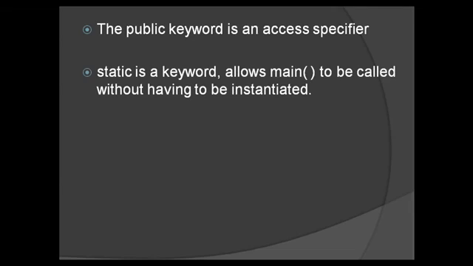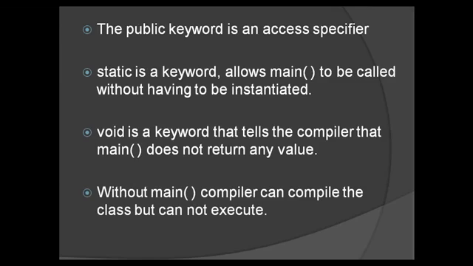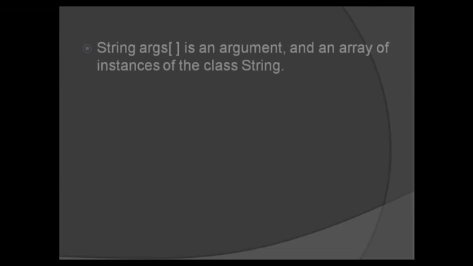Static is a keyword which allows the main method to be called without having to be instantiated. As the main method is called the first time and without an object, that's why we use static. Void is a keyword that tells the compiler that the main method does not return any value. Without the main method, the compiler can compile the class but cannot execute. String args is an argument, an array of instances of the class String.